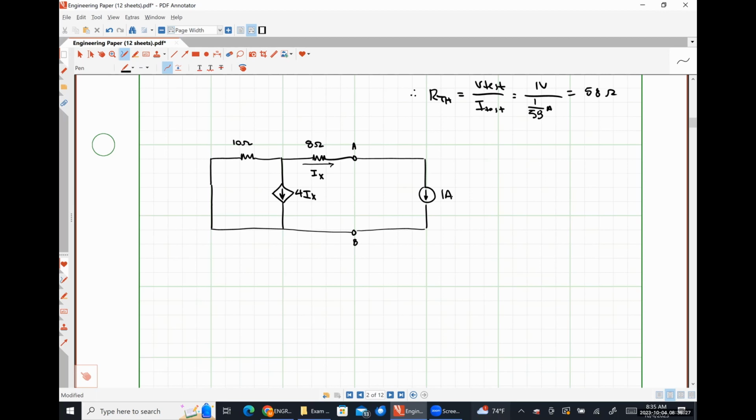Okay. I'm going to define my test voltage as follows. Yeah, absolutely. So how are we going to go about solving for the quantity V test here?